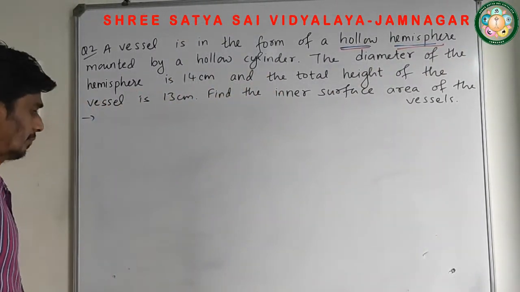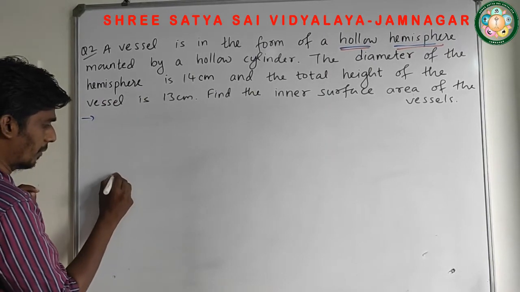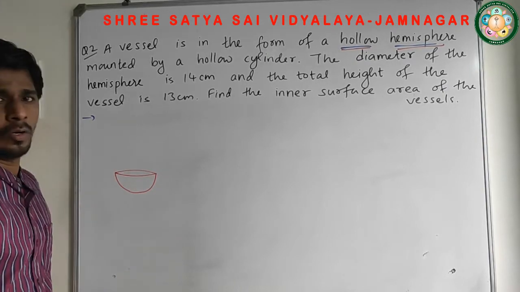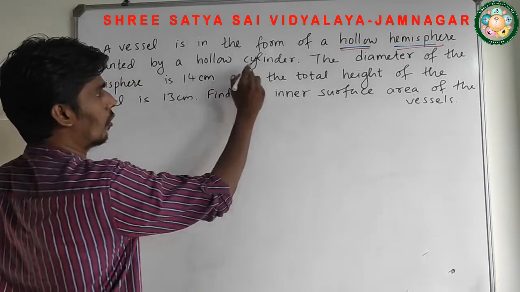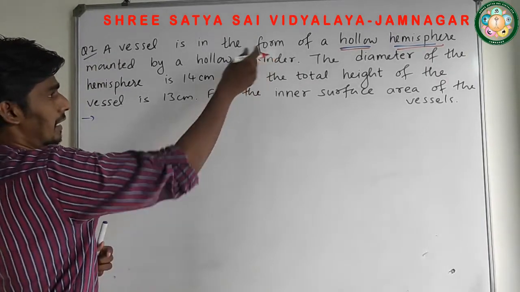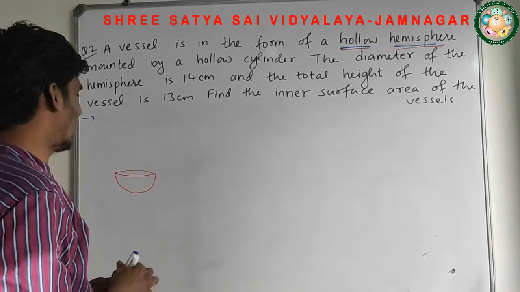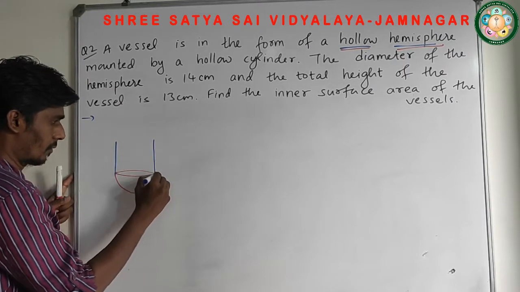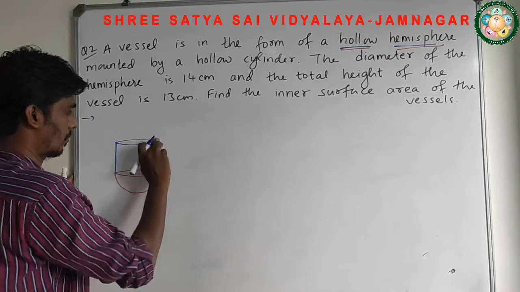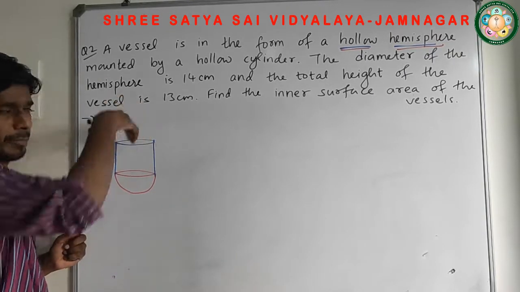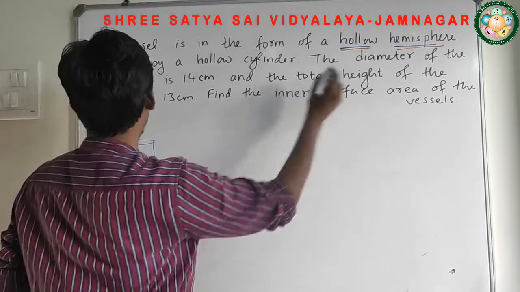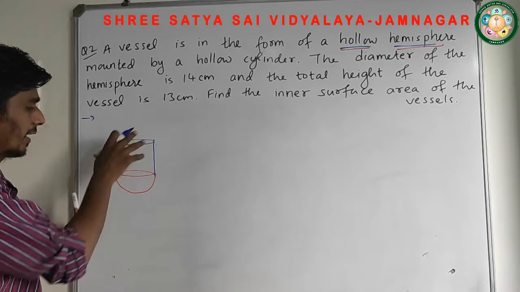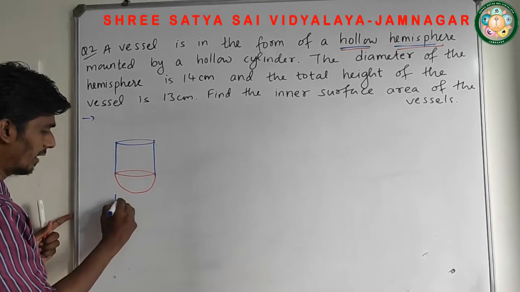So it is a hemisphere. So, draw a hollow hemisphere here. This is a hollow hemisphere mounted by a hollow cylinder. Now what is kept on top of it? A cylinder is kept on it, mounted on it. So a hemisphere mounted by a cylinder. The diameter of the hemisphere is 14. Now as the cylinder is mounted on the hemisphere, both the diameters are the same.